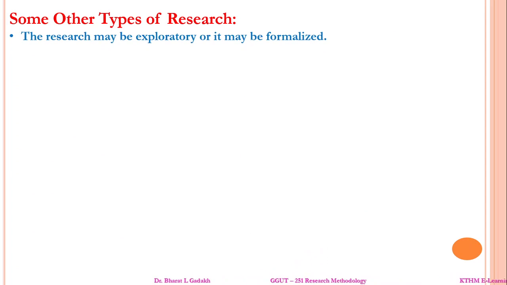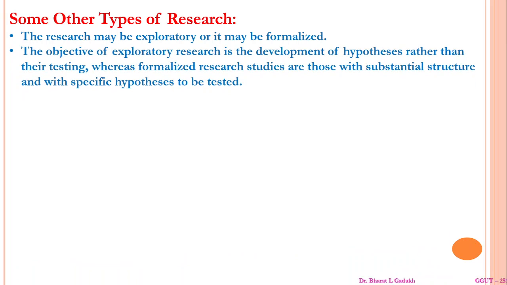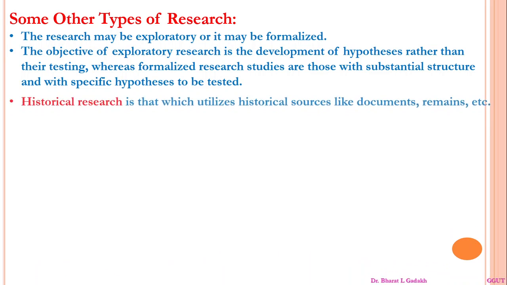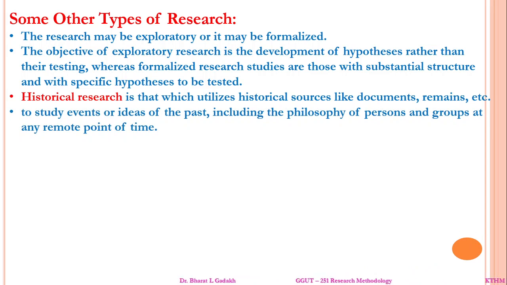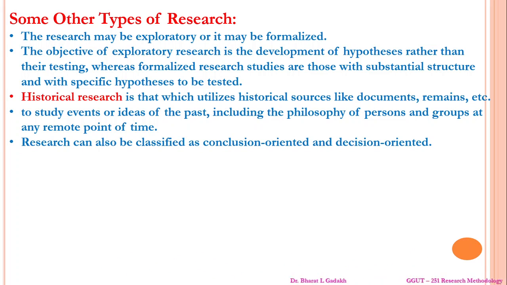This is another one. Research may be exploratory or may be formalized. The objective of exploratory research is the development of hypotheses rather than their testing, whereas formalized research studies are those with substantial structure and with specific hypotheses to be tested. Now, historical research is that which utilizes historical sources like documents, remains, etc., to study events or ideas of the past, including the philosophy of persons and groups at any remote point of time. Research can also be classified as conclusion oriented and decision oriented.